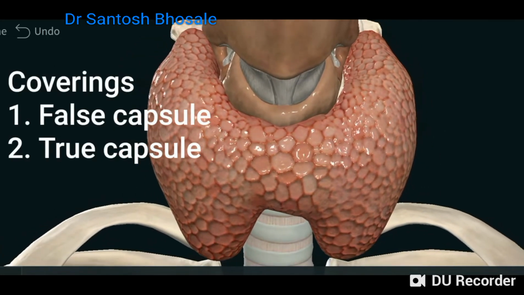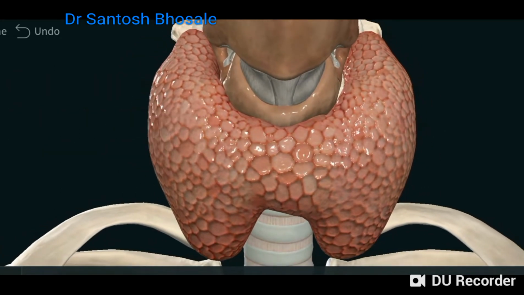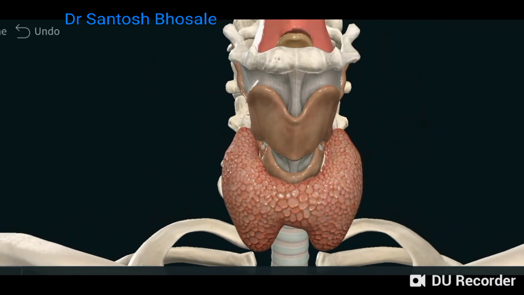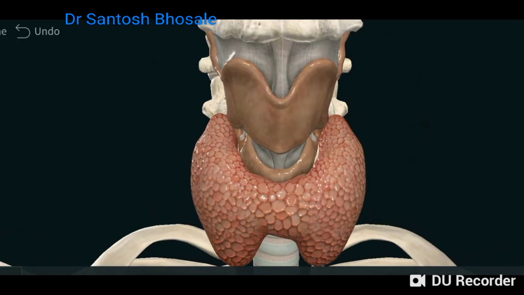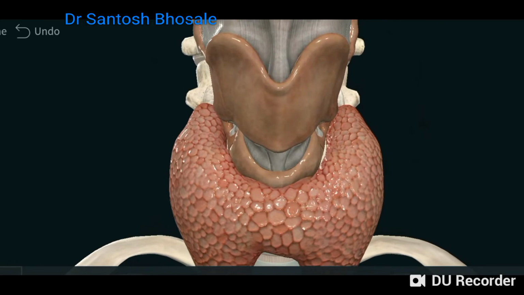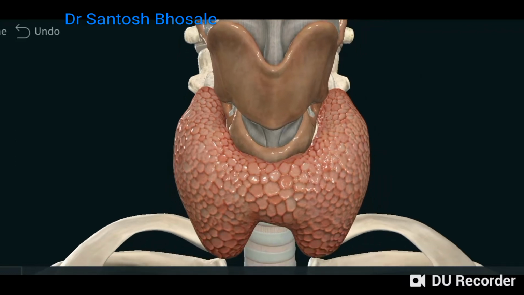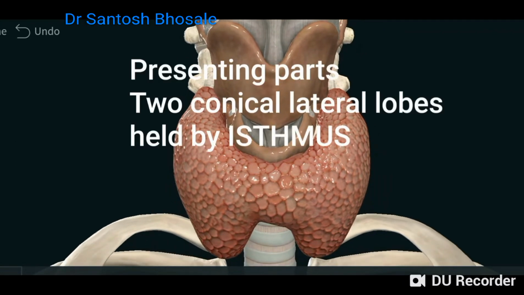and it has two coverings, the false capsule and the true capsule. The false capsule is formed by the pretracheal fascia. The true capsule is formed by the condensation of the connective tissue stroma of the gland itself, and the venous plexus lies beneath this true capsule. The false capsule is thin in front, thick posteriorly. It forms the ligament of Berry and attaches itself to the cricoid cartilage. That's why the thyroid gland moves up with deglutition.